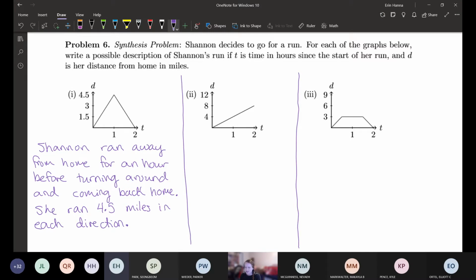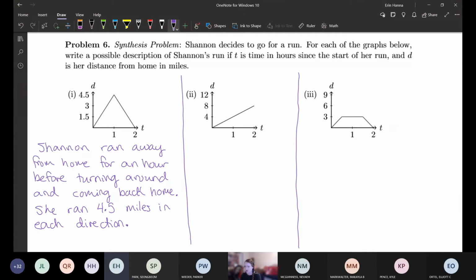Now I know a lot of people did graph 2, which is great. So what are some of the ones we've got for graph 2? Went on a continuous run. That's a decent word there. Ran 4 miles in an hour, 8 and 2 miles. Really good. Is walking 4 miles an hour for 2 hours. Good. So yeah, if you want to actually realize that she's going at a constant speed of 4 miles an hour in that second graph, that's good.